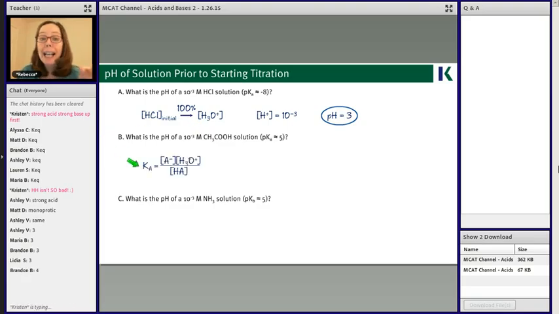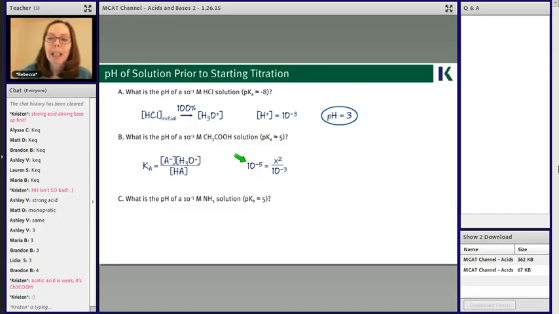And just like any other equilibrium constant, it's products over reactants. This is splitting up into these two things. Okay, then we plug in what we know. We know that its pKa is 5, therefore its Ka must be the anti-log of that. Don't be afraid of the word anti-log. It just means if this is the pKa, its Ka is 10 to the negative fifth.